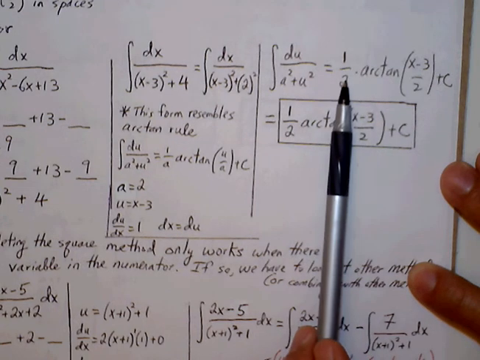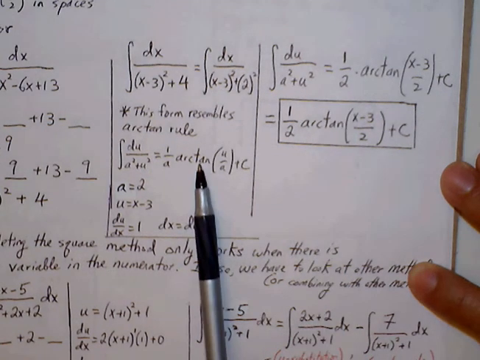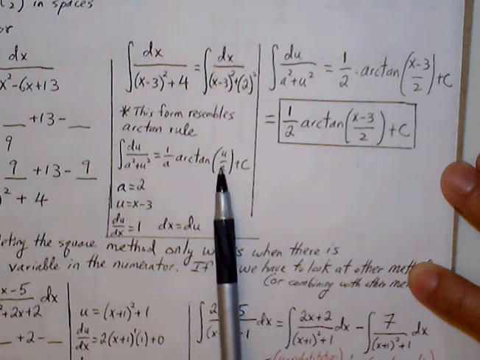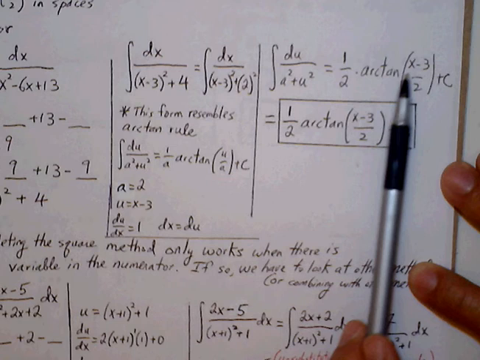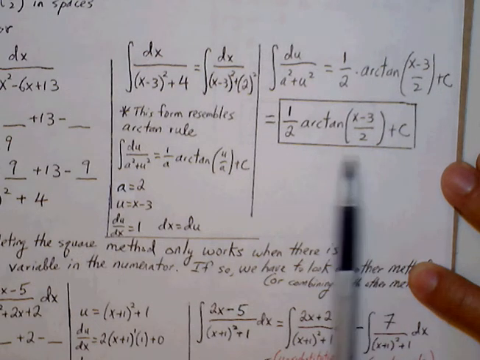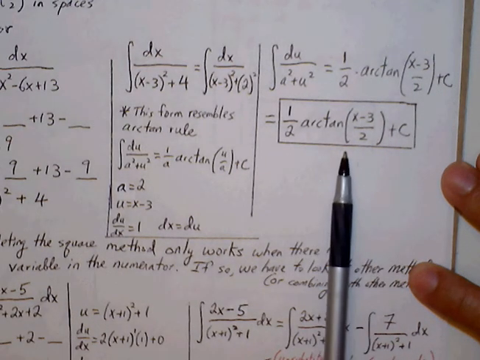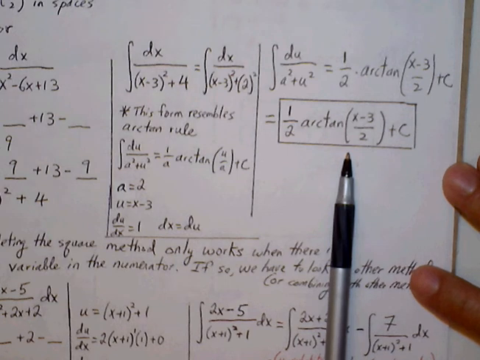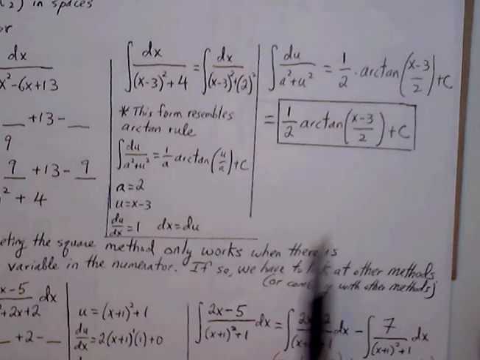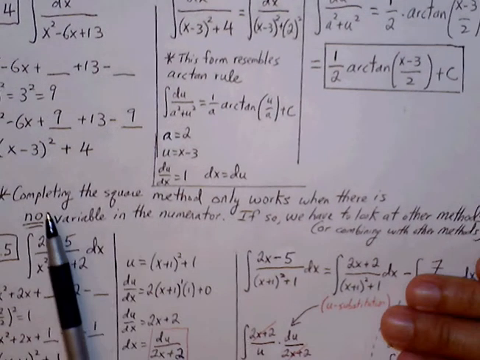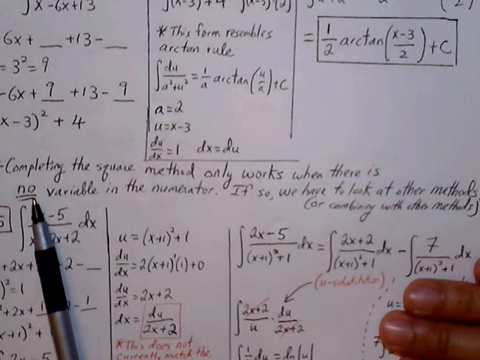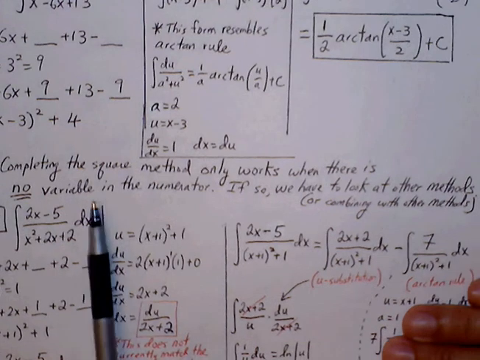1 over a arctangent of u over a plus c. So we have our a value and our u value, and we simply plug all that in. The a value is 2, the u value is x minus 3. So we have 1/2 arctangent of x minus 3 over 2 plus c. Okay. Complete the square method only works when there is no variable in the numerator.